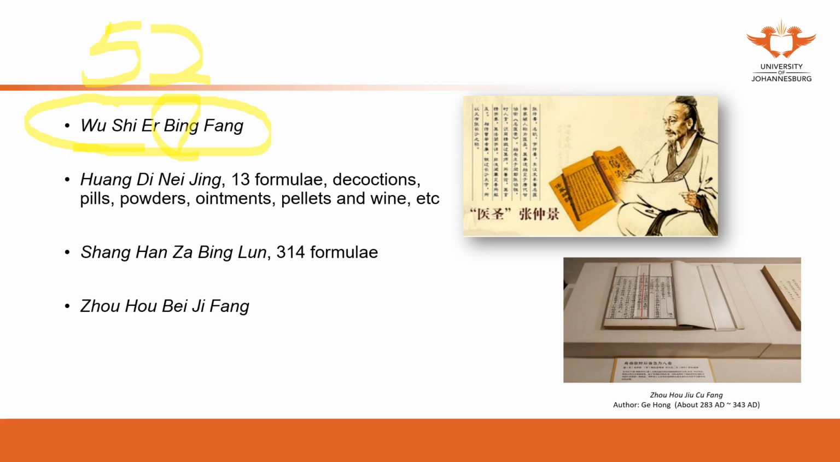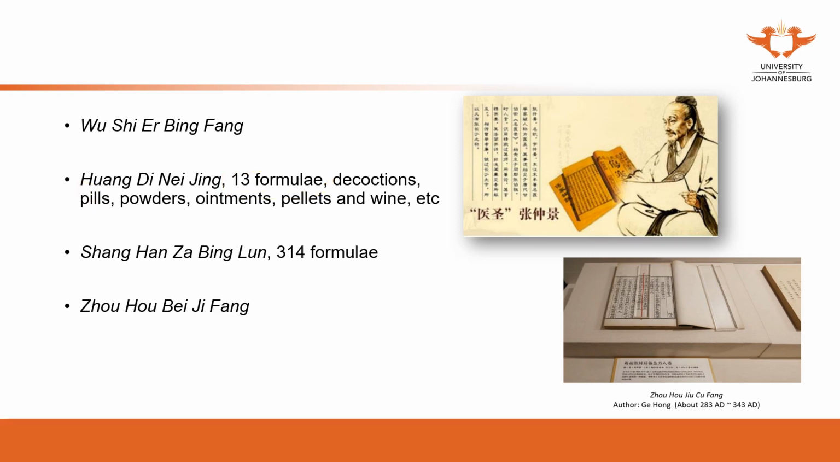黄帝内经, one of the classics. There were 13 formulae described in this book. It was written in 475 BC to 200 BC. So about these 200 years. Among these 13 formulae, there were decoctions, pearls, powder, ointments, and wine, etc. So as you can see from the examples here, we got many different dosage forms.